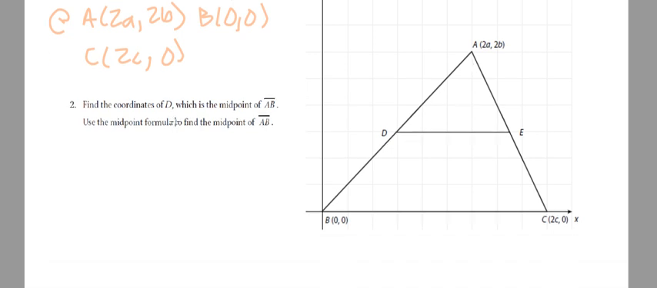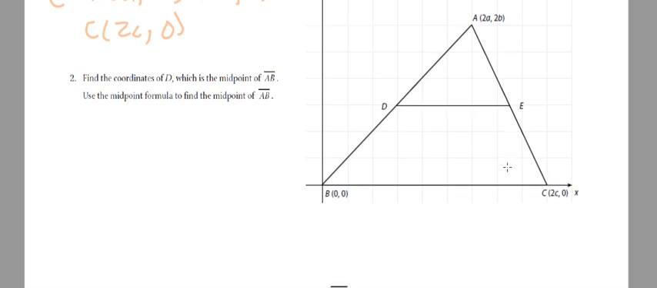It asks us to find the coordinates of D, which is the midpoint of AB. It's telling us that that's the midpoint, so we want to find the coordinates of what that would be. Because if that is indeed the midpoint and this whole thing works out, then we're going to be able to prove that those are parallel and that that's half the distance of that. So the midpoint is (x1 plus x2) divided by 2, (y1 plus y2) divided by 2.